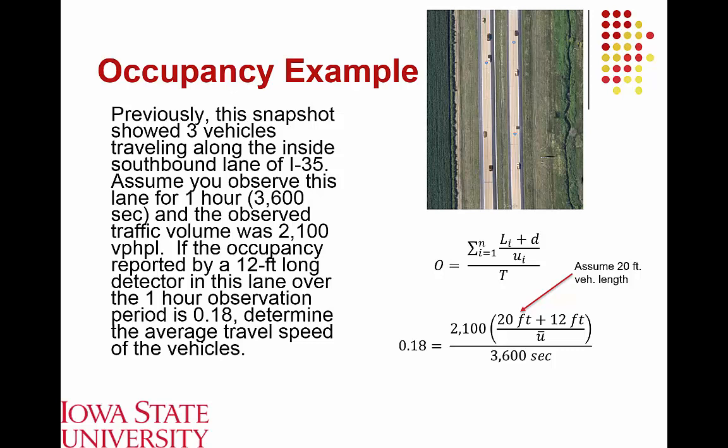We know our observation time is 1 hour or 3,600 seconds. We're assuming a 20-foot vehicle length here, which is common for passenger cars, and we also know the 12-foot detector length. On that basis, we can back calculate a mean speed of those vehicles. This summation is done over all 2,100 vehicles. Through this method, solving for U bar, we find an average speed of 103.7 feet per second, so roughly 70.5 miles per hour.